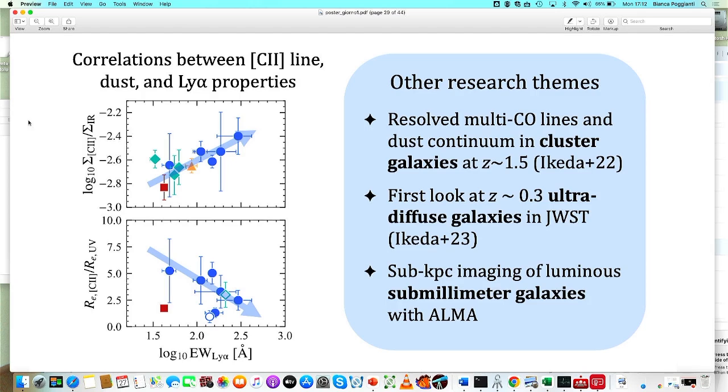And aside from this study, I'm also working on different topics, including the spatially resolved multi-CO line emissions, the CO(2-1) line and the (5-4) line in cluster galaxies at redshift 1.5, and also the ultra-diffuse galaxies seen in JWST. So I'm also willing to discuss these topics. So please feel free to talk to me.